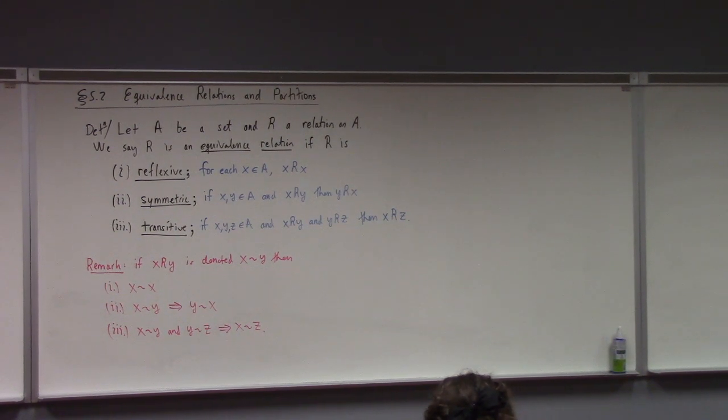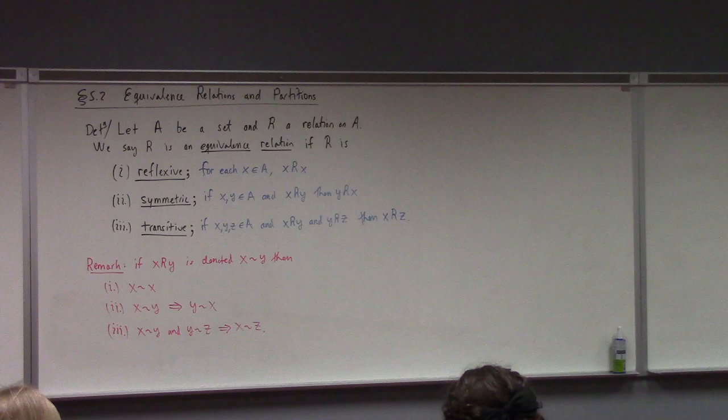What's the fine print contained in the statement that R is a relation on A? What did that mean for us last time? Do you guys remember?